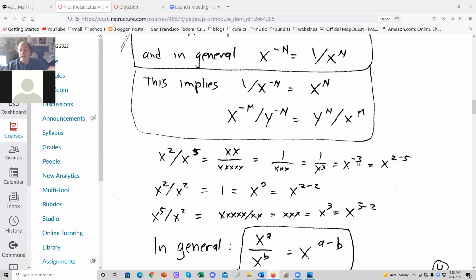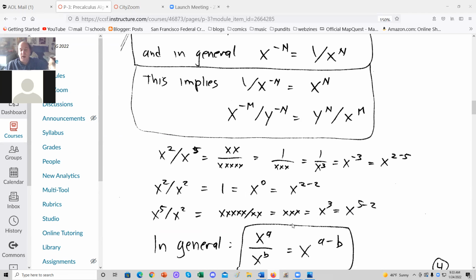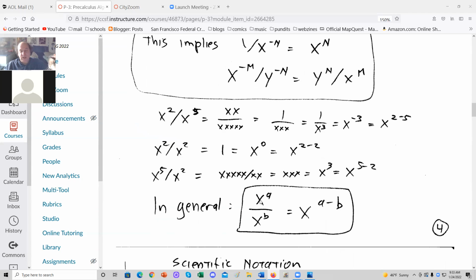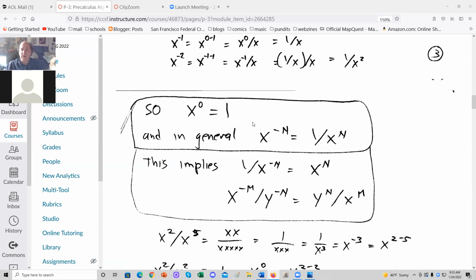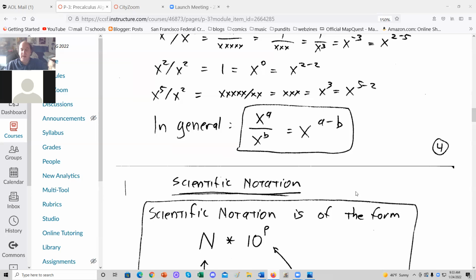x to the negative third, 2 minus 5. x to the second over x to the second is 1. That's x to the 0, which makes sense. x to the 5 over x to the second, you subtract 5 minus 2 and you get x to the third. So in general, if you have a ratio of powers, you subtract the powers. x to the a over x to the b is x to the power a minus b. And we use this negative power definition to make it make sense.